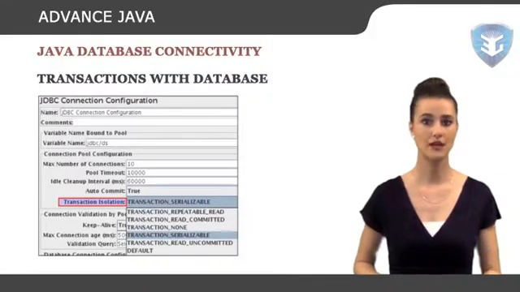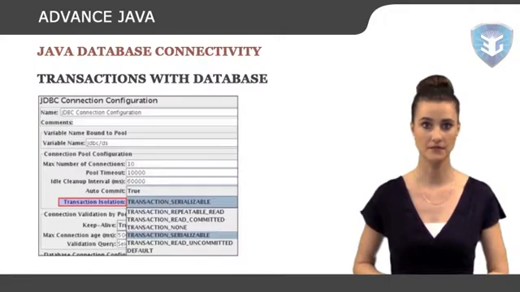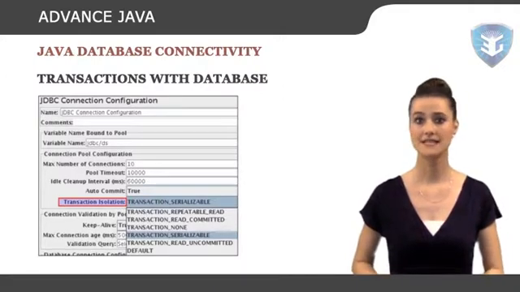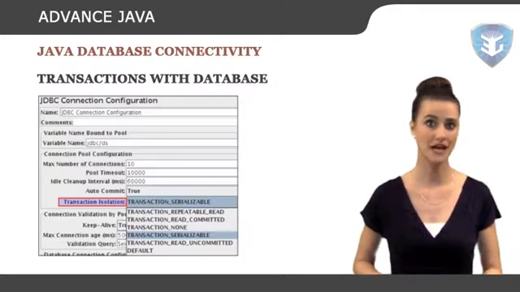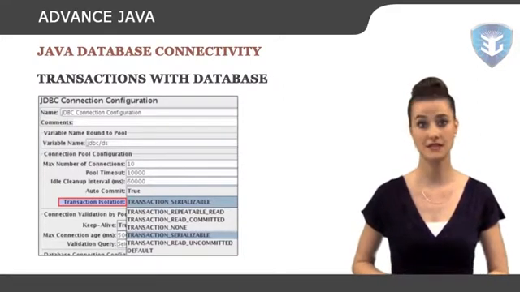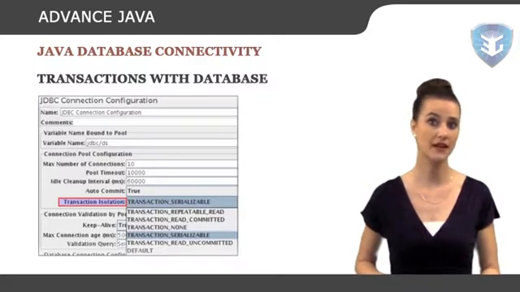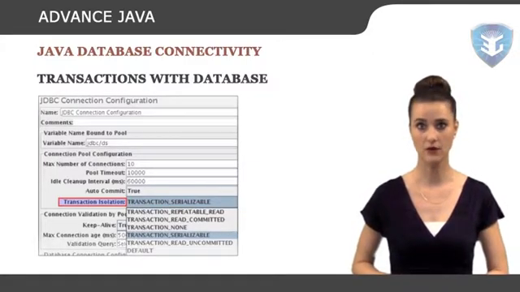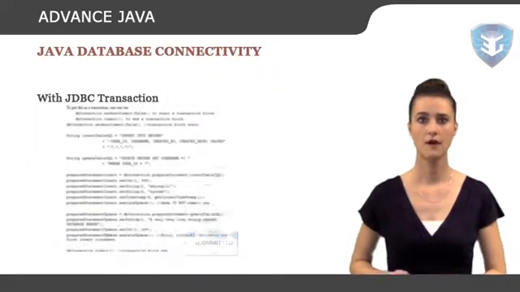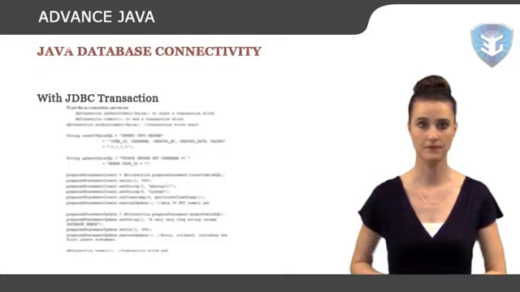Let's now understand transactions with a database. In simple terms, a JDBC transaction makes sure SQL statements within a transaction block are all executed successfully. If any one of the SQL statements within the transaction block fails, abort and roll back everything within the transaction block. For better understanding, an example with a JDBC transaction is shown.